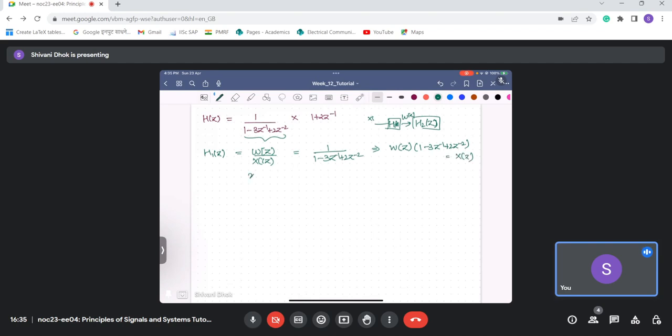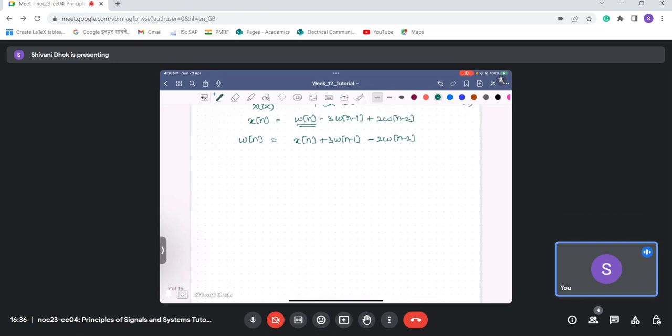So my x of n is equal to w of n minus 3 w of n minus 1 plus 2 w of n minus 2. My output was w of n, so I can write it as w of n is equal to x of n plus 3 times w of n minus 1 minus 2 times w of n minus 2.